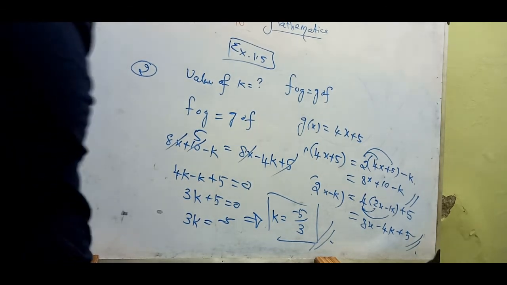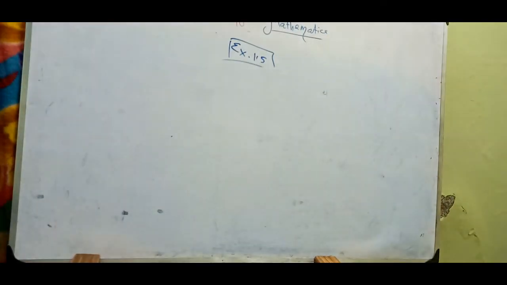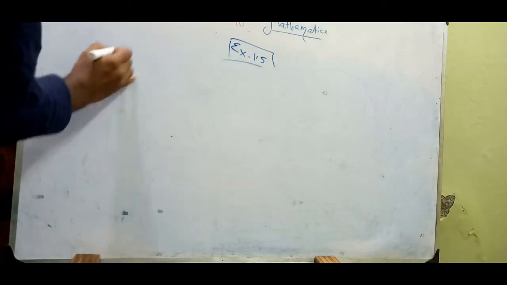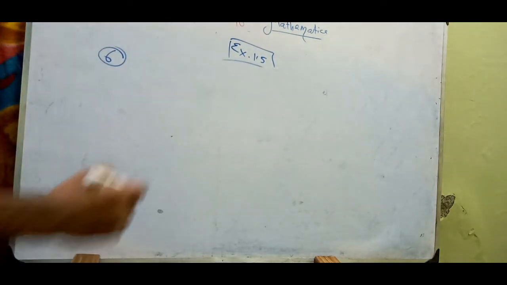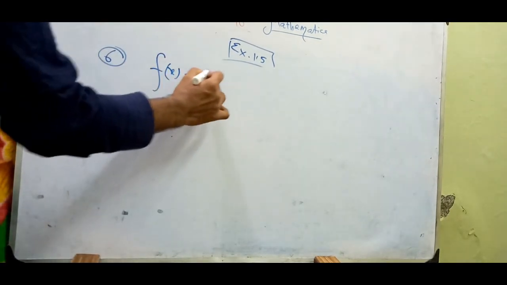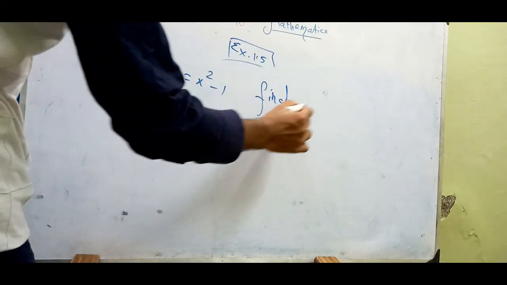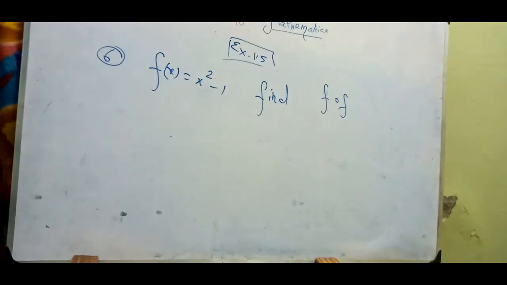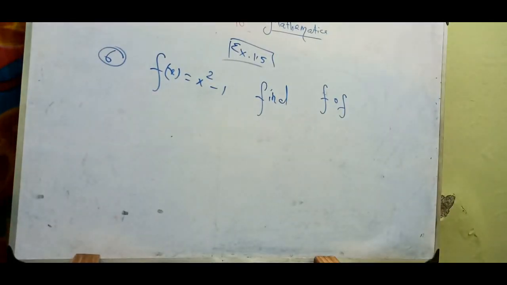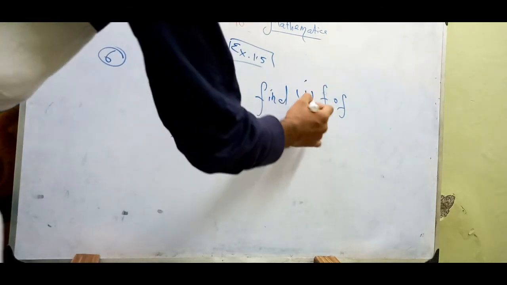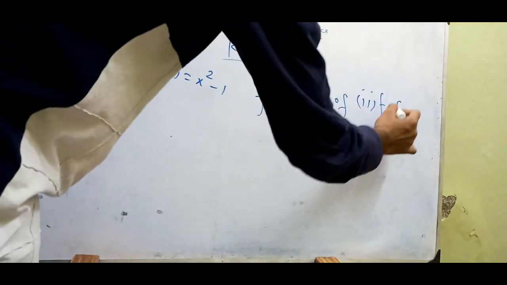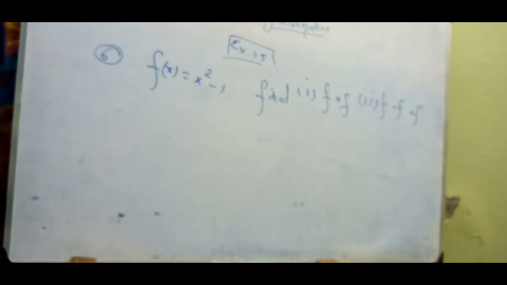So I'm gonna do the 6th question, and this will be your last question, and the rest is up to you to do. And the 6th question is, let f of x is equal to x squared minus 1. Find f compose f.